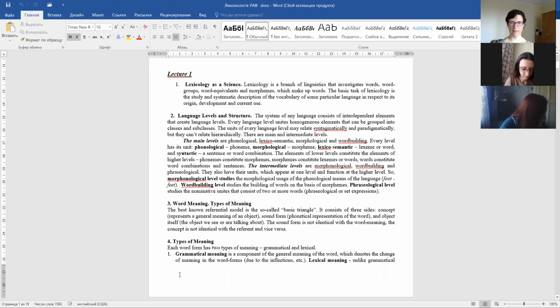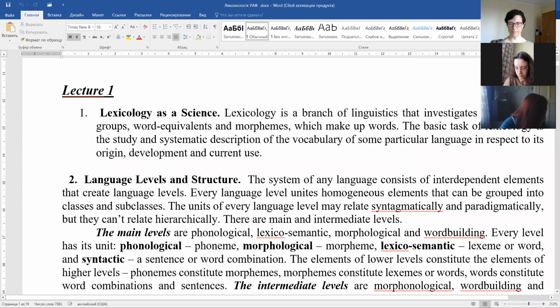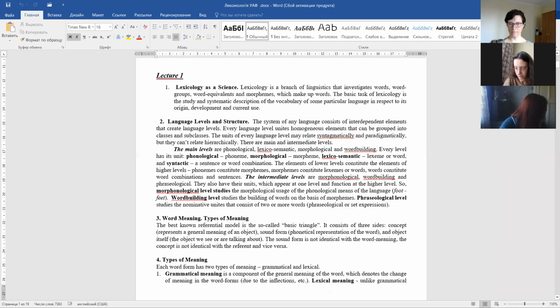The system of any language consists of interdependent elements that create language levels. Every language level unites homogeneous elements that can be grouped into classes and subclasses. The units of every language level may relate syntagmatically and paradigmatically, but they can't relate hierarchically. There are main and intermediate levels. The main levels are phonological, lexicosemantic, morphological, and word-building.